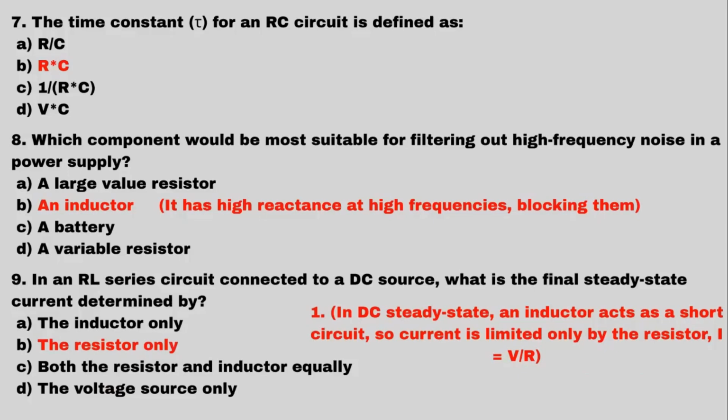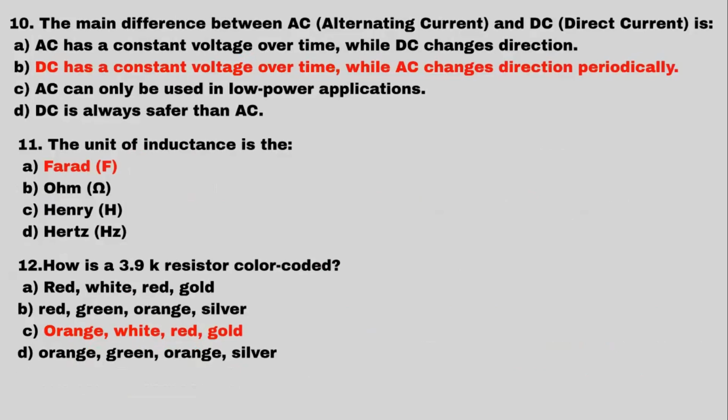Okay. So next question, that is 10th number question. What is the main difference between AC alternating current and DC direct current? So DC has a constant voltage over time, while AC changes direction. That also we know, that is straight line and zigzag. We have discussed that. So this is very important for you people. You should know this.